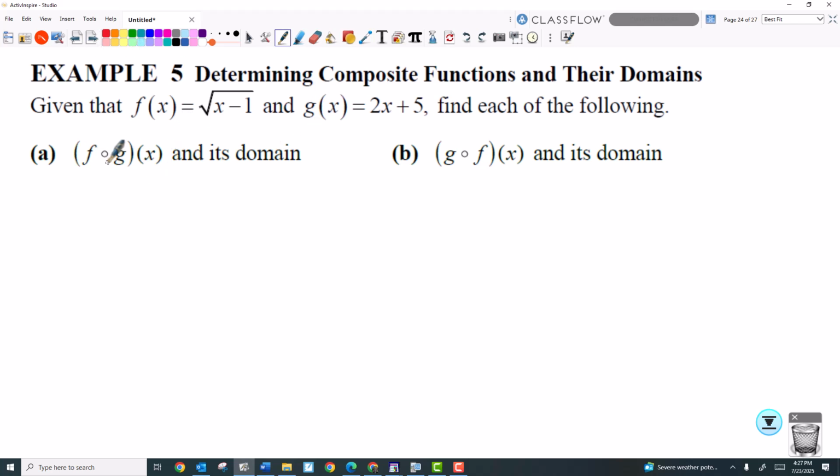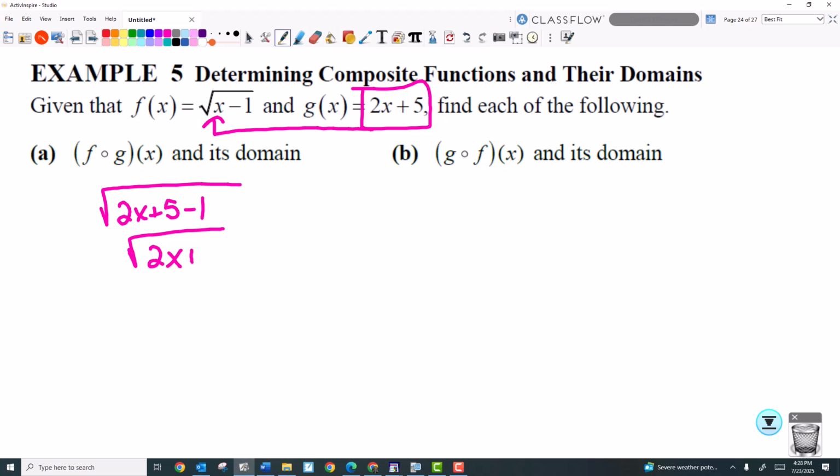Okay, now we're finding f of g. F of g means we plug g into f, and then we're finding the domain. So that's the square root of 2x plus 5 minus 1. Clean it up. That's the square root of 2x plus 4. The domain of a square root: what's under the square root has to be greater than or equal to 0. So I take what's under the square root and set it greater than or equal to 0.